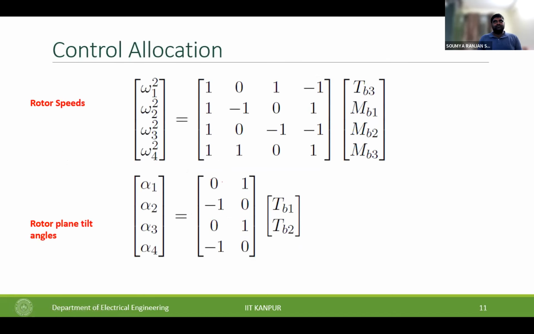Now, we have three force components in the body frame, which are TB1, TB2, and TB3. And then there are three moment components also in the body frame, which are MB1, MB2, and MB3. So the TB3, MB1, MB2, and MB3, these four are mapped to the rotor speeds, whereas the remaining TB1 and TB2 are mapped to the tilting of the rotors. Okay, so this is how the control allocation has been done.